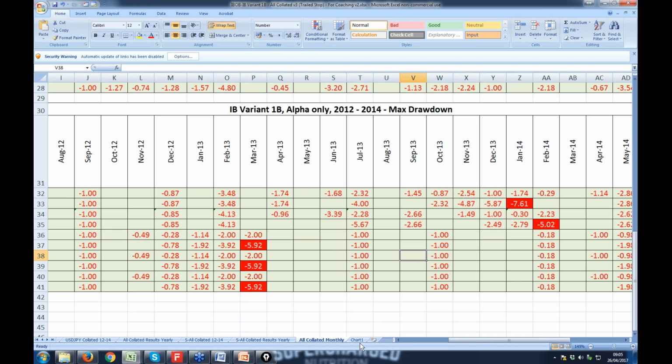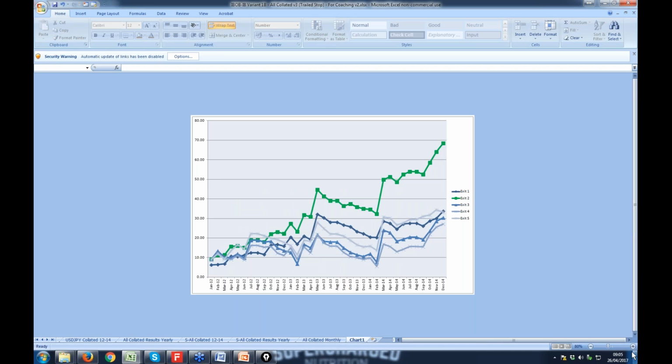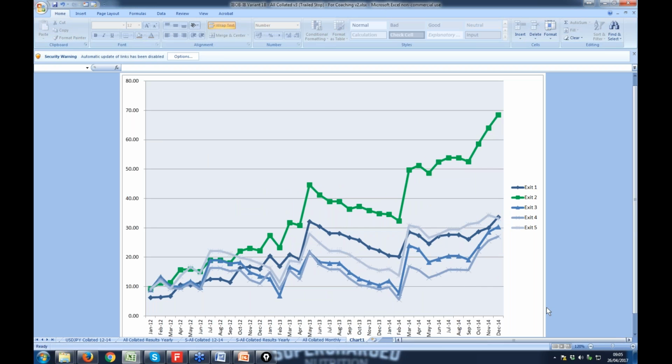When we compile everything into an equity curve, you get something that looks a little bit like this. And this equity curve has been made in terms of R, and it's made per amount. You can see that exit 2 has yielded us a £70,000 return over the 3 years that we've traded it. And it outstrips all the other exits by many multiples over. So that's what's important here.